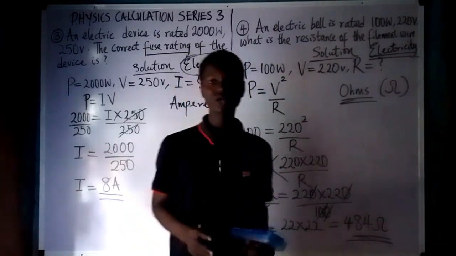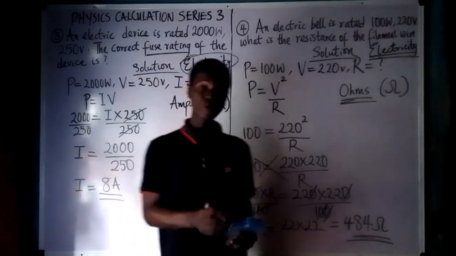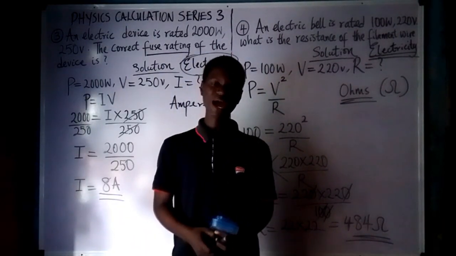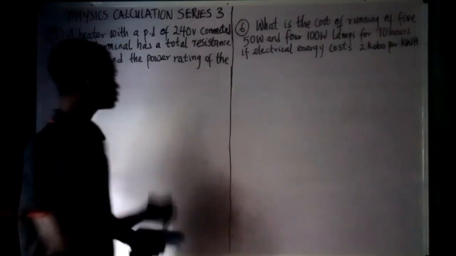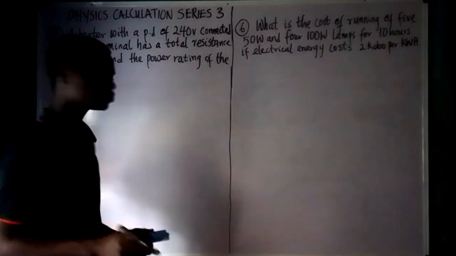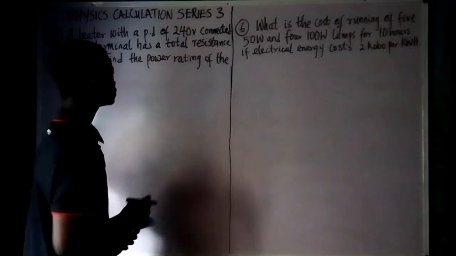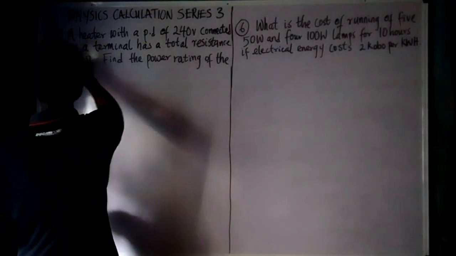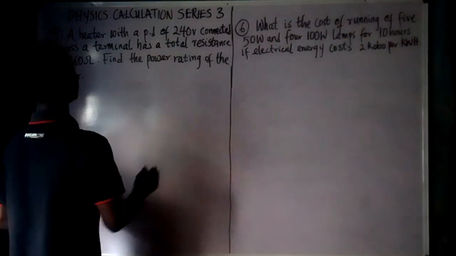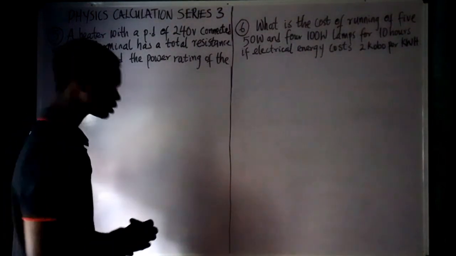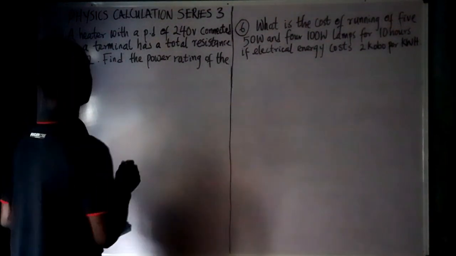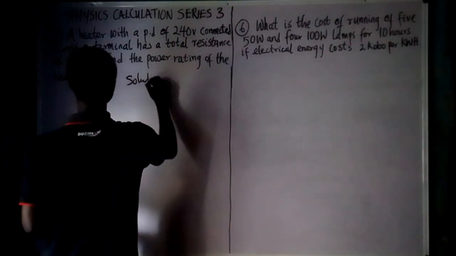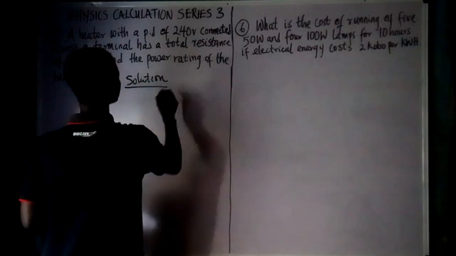So I hope you clearly understand how question number 4 was solved. About now, we'll be getting straight to question number 5. Alright guys, here is question 5, and it reads, a heater with a potential difference of 240 volts connected across a terminal has a total resistance of 960 ohms. Find the power rating of the heater. So we say solution.